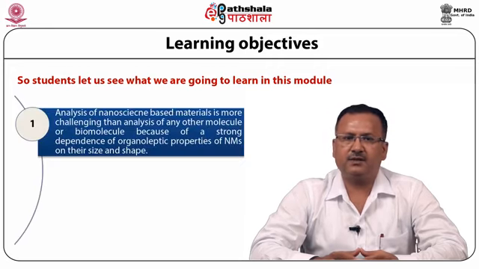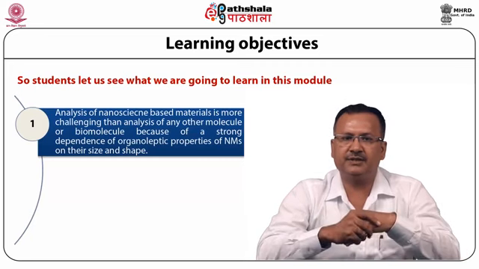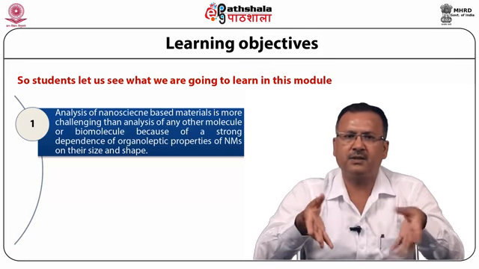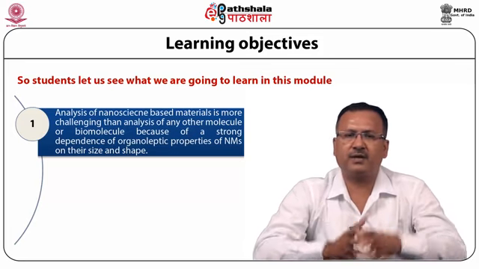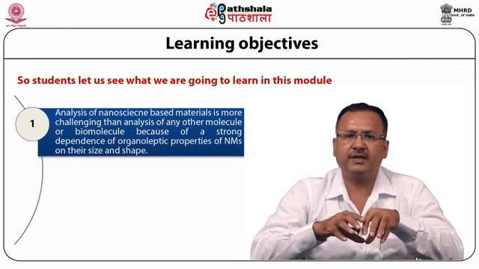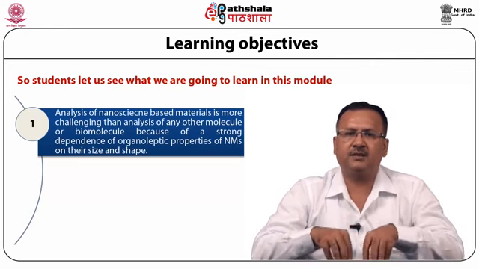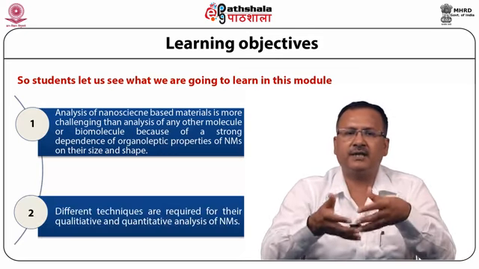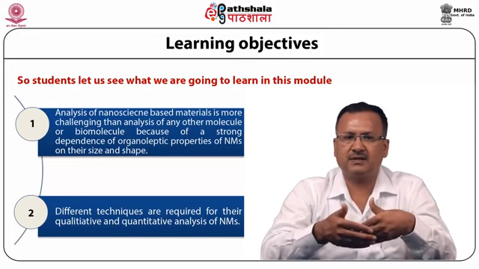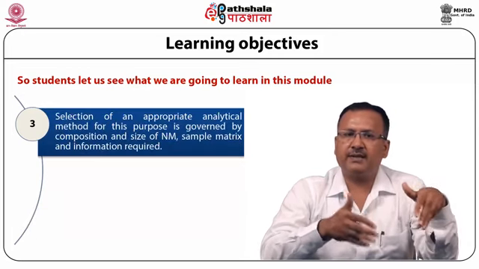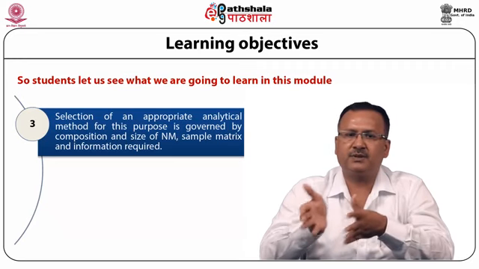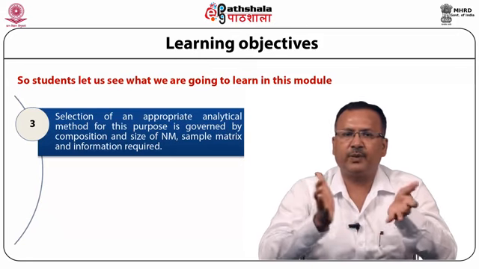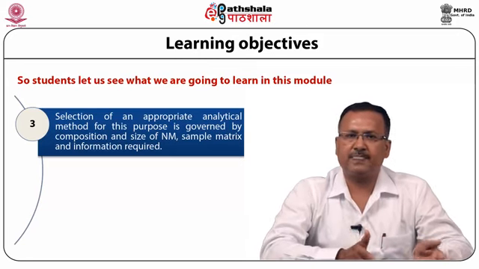The analysis of nanoscience-based material is more challenging than the analysis of any other biomolecule or any other molecule for that matter, because of a strong dependence of organoleptic properties of nanomaterials on their size and shape rather than on their chemical compositions. So different techniques are required for their qualitative and quantitative analysis. The selection of any appropriate analytical method for this purpose is governed by the composition and size of the nanomaterial, sample matrix, and information required.